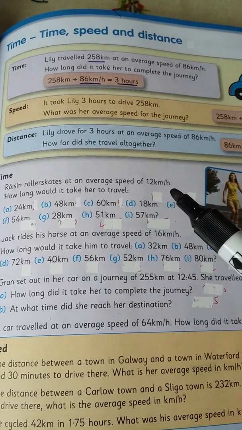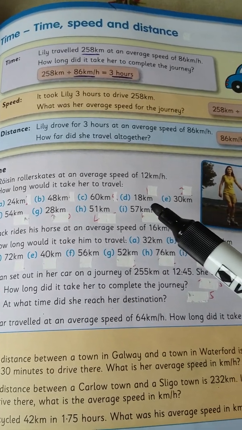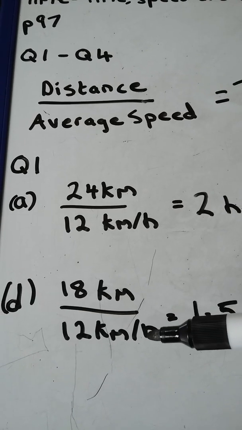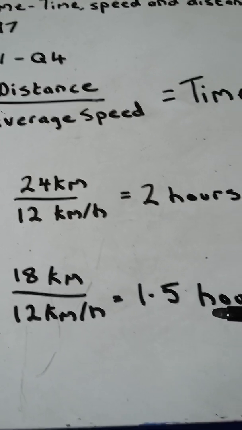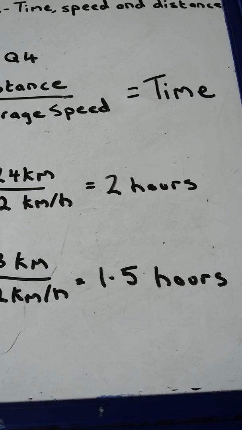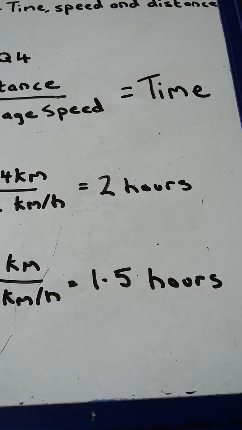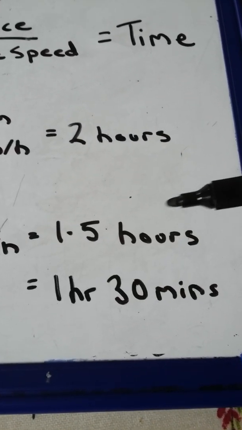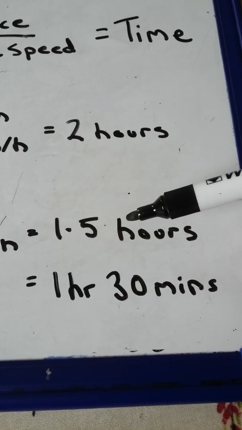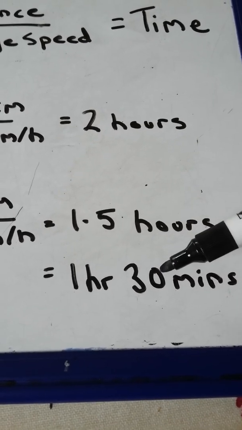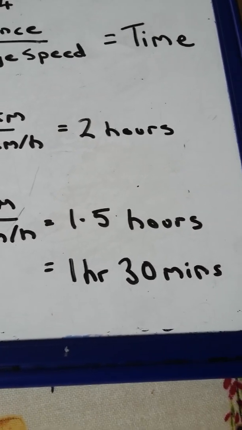Becomes a bit trickier for D. She's still going at the average speed of 12 kilometers an hour, her distance is 18, so the formula stays the same, distance divided by average speed, but when you put this in the calculator you get 1.5 hours. Now that's not a complete answer. 0.5 hours, how many minutes is that? Well, in 1 hour there are 60 minutes. 0.5 is the same as a half, so a half of 60 would give you 30 minutes.